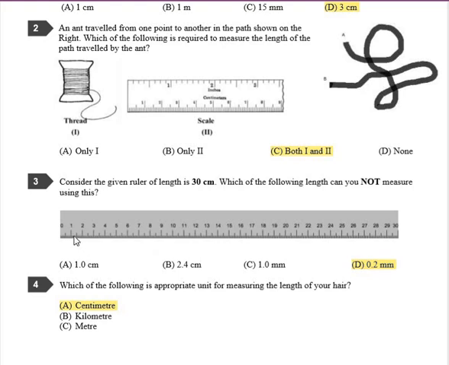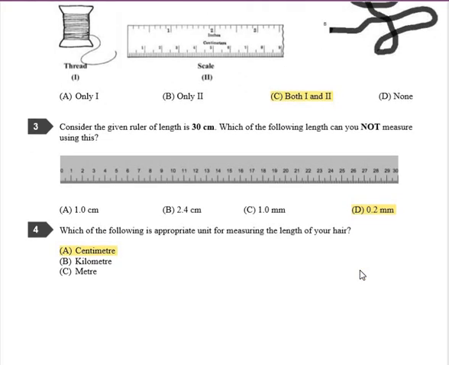We are not able to measure 0.2 millimeter on this centimeter scale, because with the small lining here we can measure 1 millimeter, 2 millimeter, 3 millimeter. 1 centimeter can also be measured with the help of this scale, and 2.4 centimeter we can also measure. While in the case of 0.2 mm, we are not able to measure it with the help of this ruler of 30 centimeter length. So the answer will be D, that is 0.2 mm.